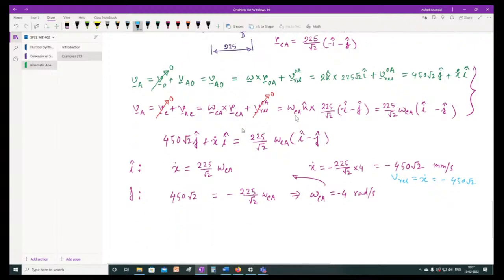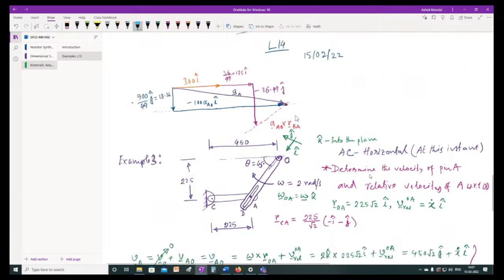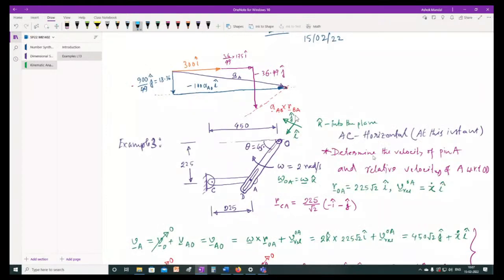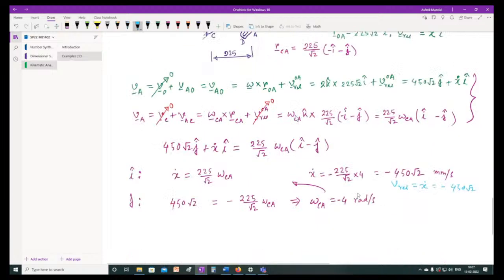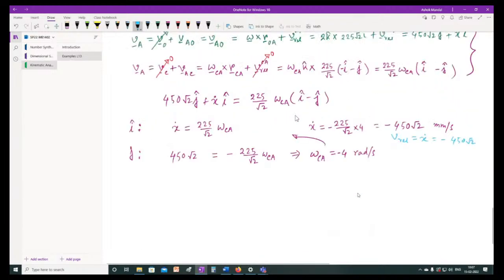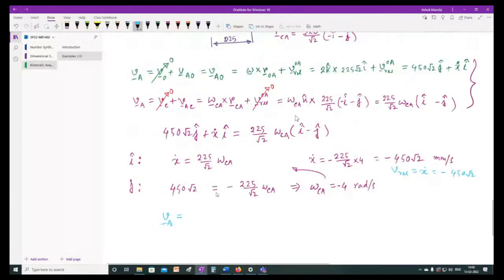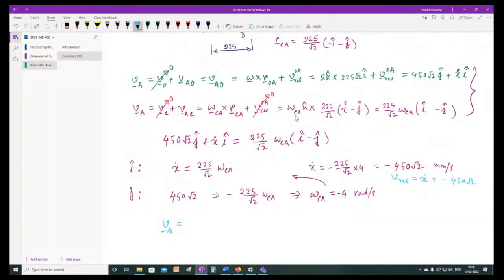Yeah. So from here, what was the question? Determine the velocity of pin A. We have not got this velocity of pin A, but we have got this relative velocity of point A with respect to OD. Okay. Now we will find out what is the velocity of point A. Tell me how to find out this. What is the velocity of point A?